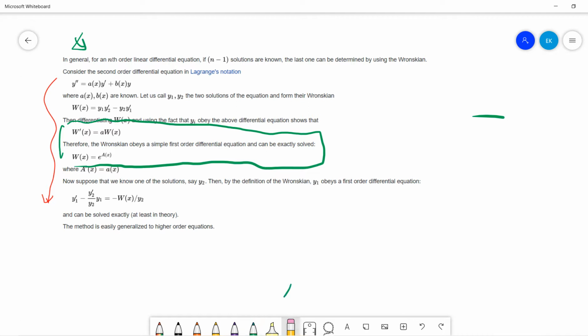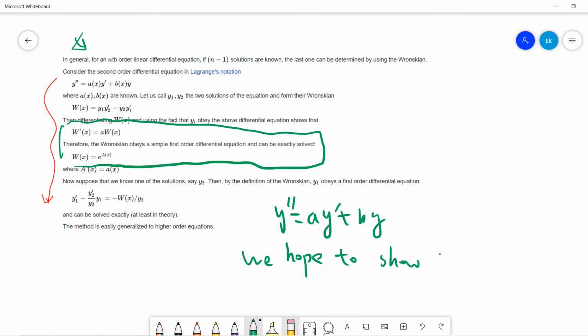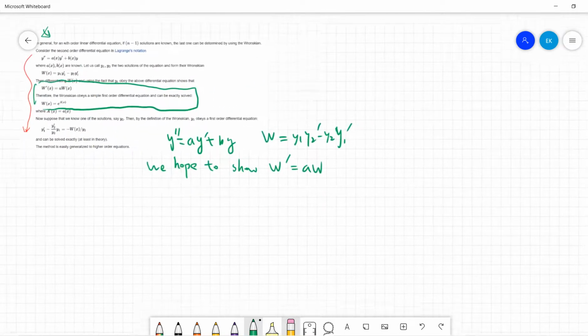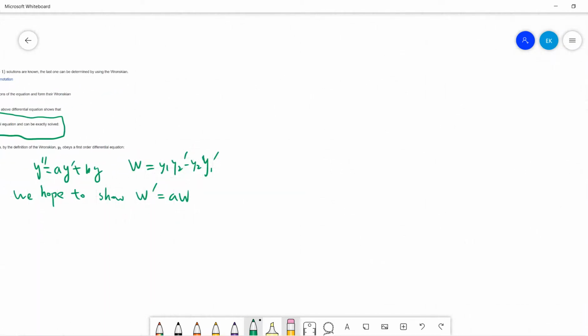Let's summarize the results. Suppose we already know this one, and then we hope to show W' = aW, where W is defined to be y1 y2' - y2 y1'. This type of problem is usually what people like to ask.